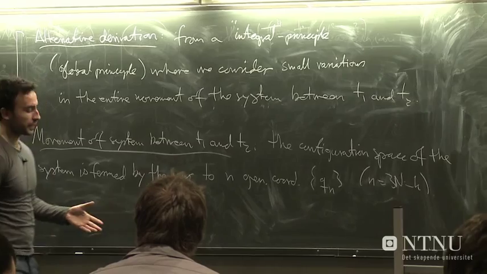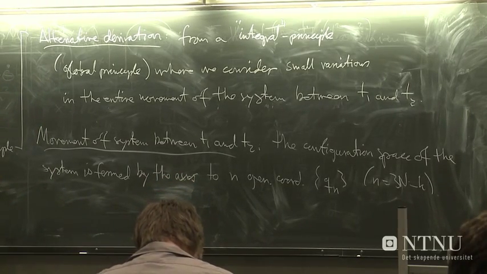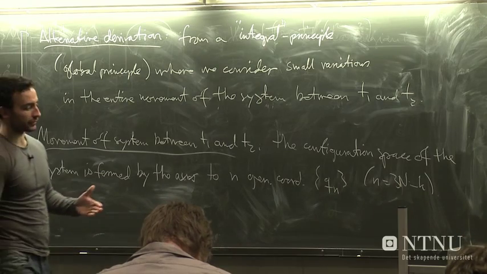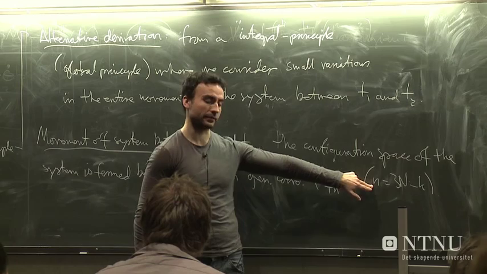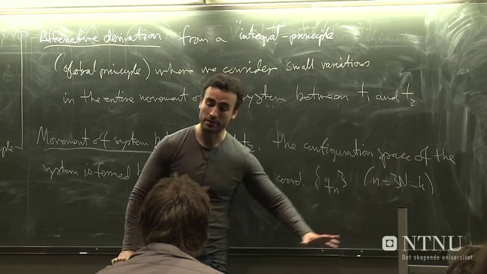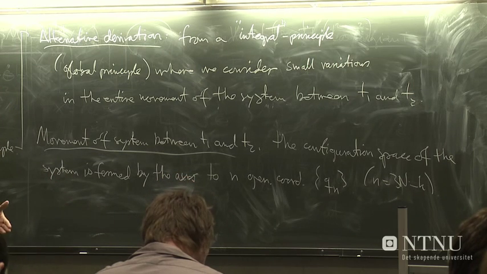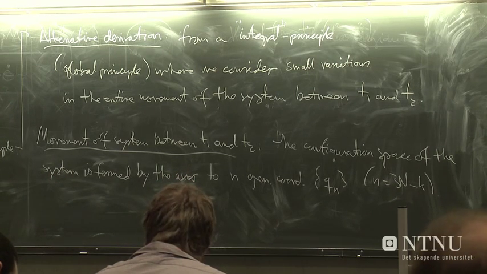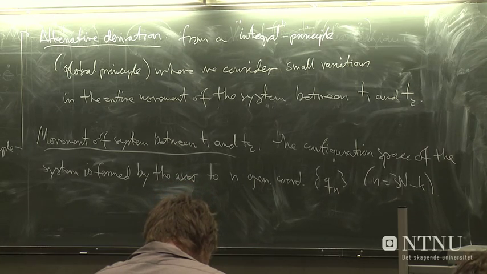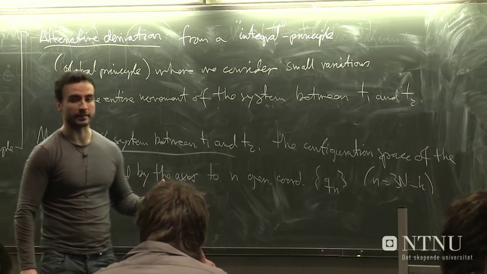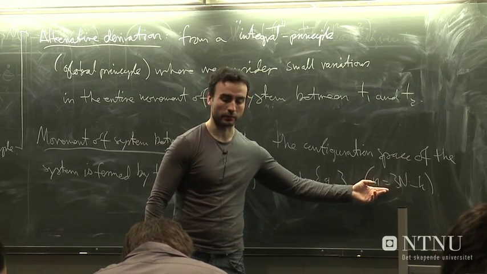So the configuration space of the system is formed by the n axes that are given by the generalized coordinates q_n. Note that small n is different from the original number of degrees of freedom, 3N, 3 for each particle, because of any possible constraints in the system. So we assume here we have k constraints. So the number of independent generalized coordinates is n, which is equal to 3N minus k.